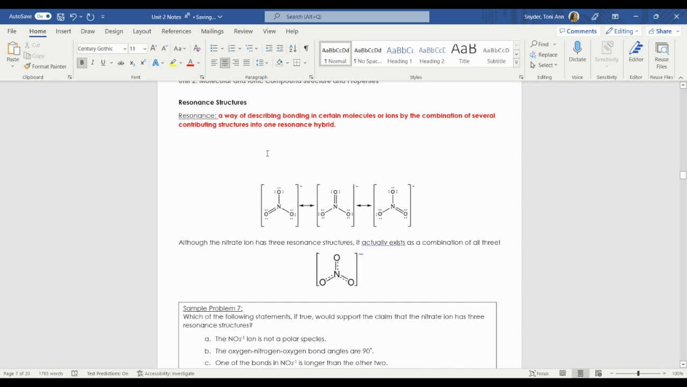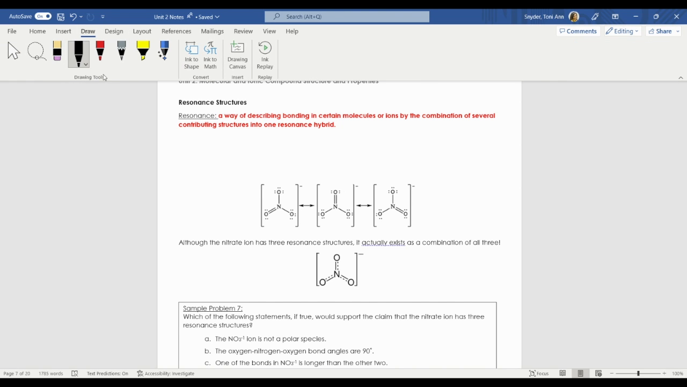Here's an example. Here's the nitrate ion. We know nitrate to be NO3 minus 1. Let's draw this here, NO3 minus 1. If you were to draw this Lewis dot structure out, you would find that you would get one of these particular structures. And notice how that -1 is on the outside of the brackets.